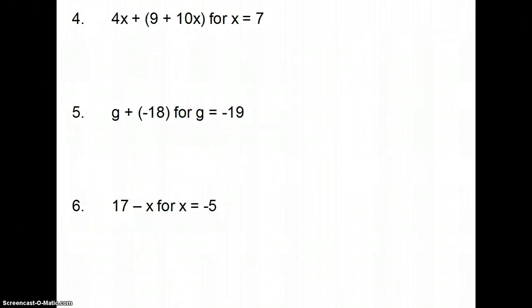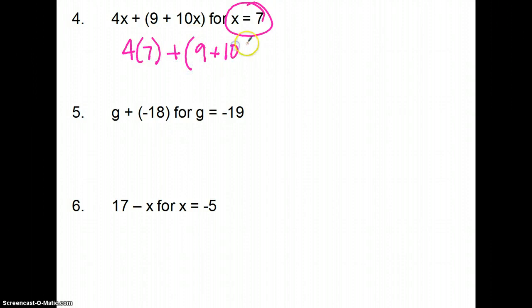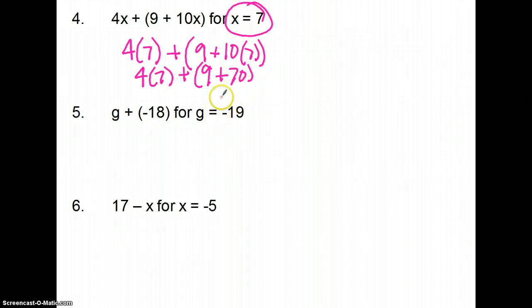Next one, x is equal to 7. So I need to plug in 7 every time I see x. So it's 4 times 7 plus parentheses 9 plus 10, another set of parentheses, and then I need to close it. Now by order of operations, I start with my parentheses first. So I have 4 times 7 plus 9 plus 70. Keep in my parentheses, 9 plus 70 is 79. And 4 times 7 is 28. 28 plus 79 is 107.